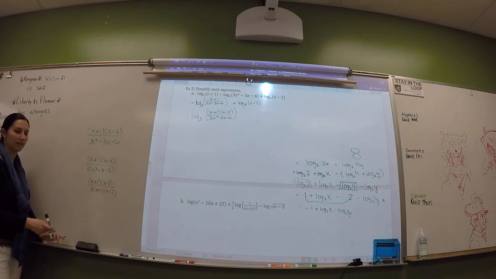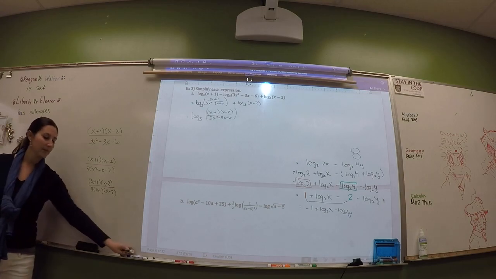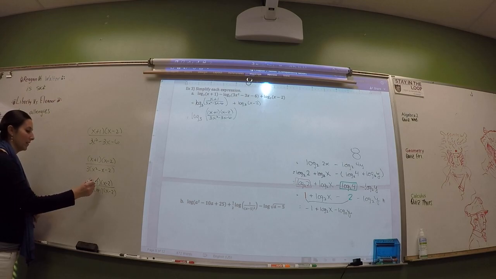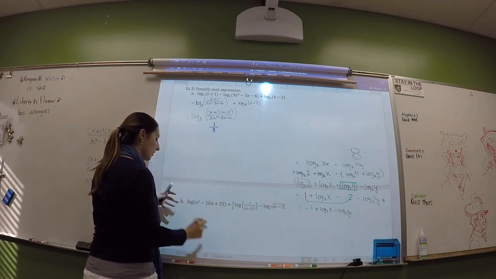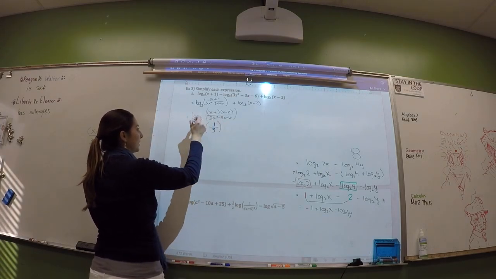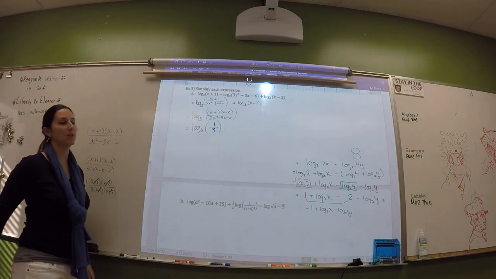Now, look at that. That's a coincidence. What cancels? Everything except the 3. So it's 1 over 3. So what do we have? We have 1 over 3 inside the logarithm because we simplified a lot of stuff. And so we have log base 3 of a third.